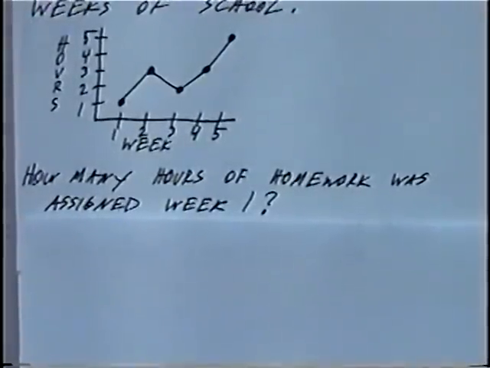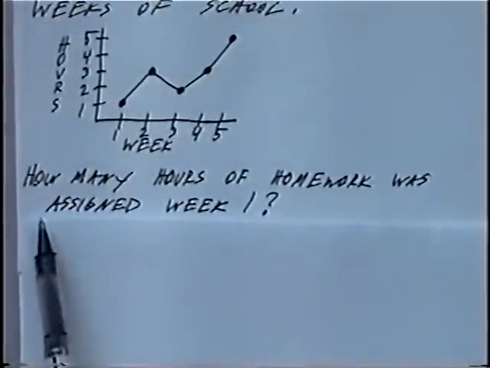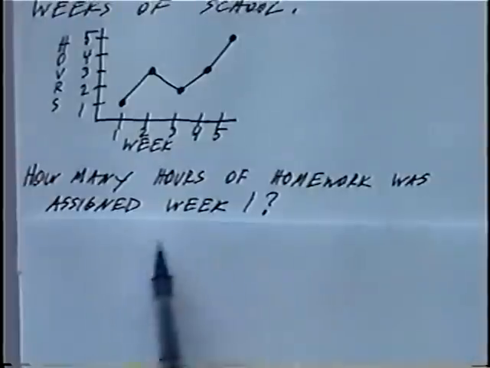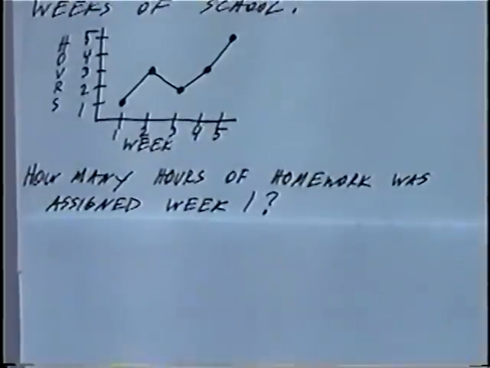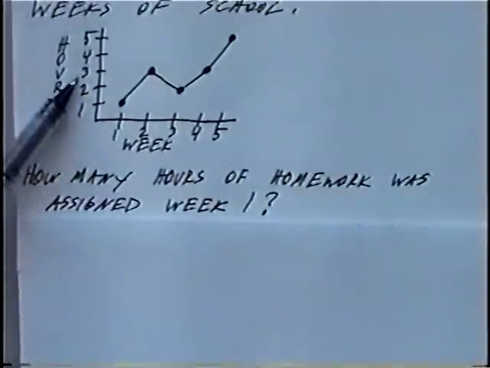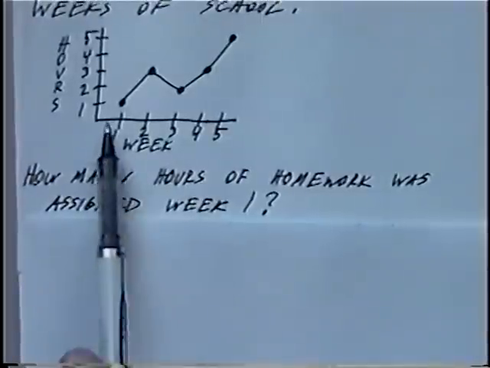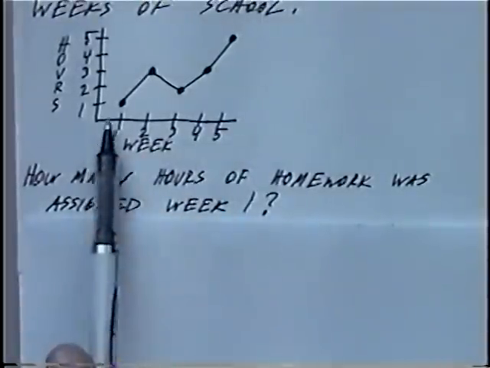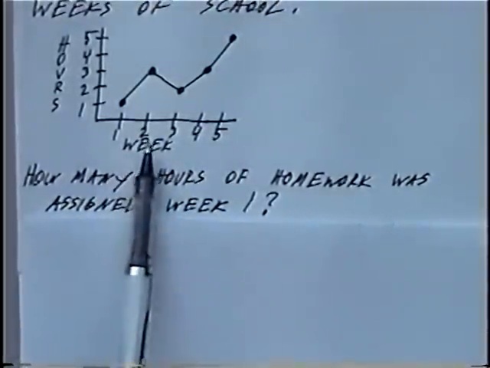Looking at the graph, we'll answer the following question. How many hours of homework was assigned week 1? Looking at the graph on the vertical axis, also known as the y-axis, we have the hours 1, 2, 3, 4, and 5. And along the horizontal axis, which we call the x-axis, we have the weeks 1, 2, 3, 4, and 5.